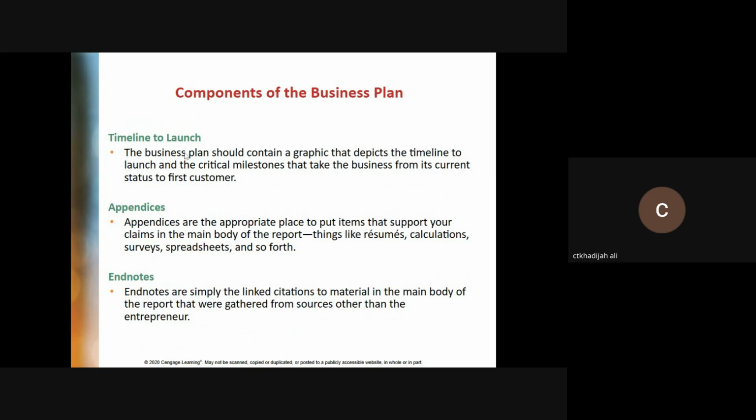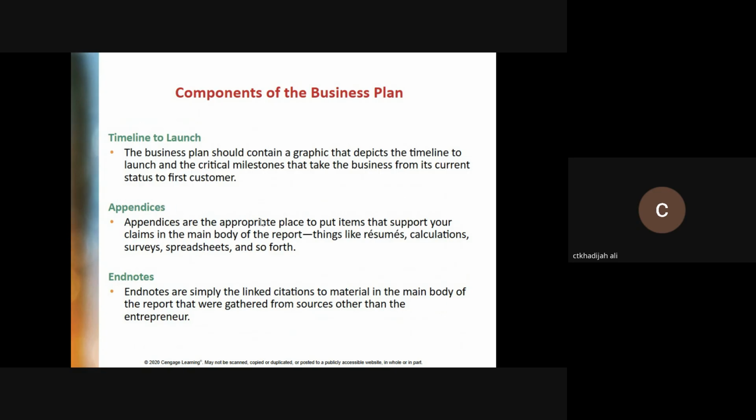Timeline to launch. The business plan should contain a graphic that depicts the timeline to launch, a critical milestone that takes the business from its current status to first customer. So we can imagine this as a Gantt chart, yeah.